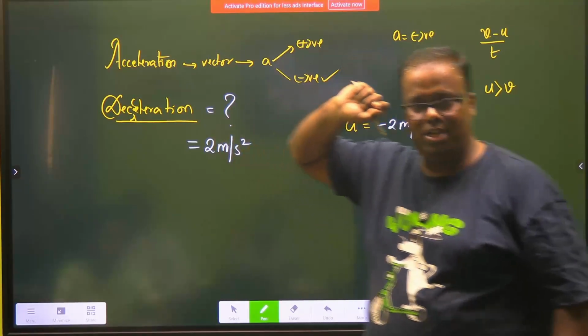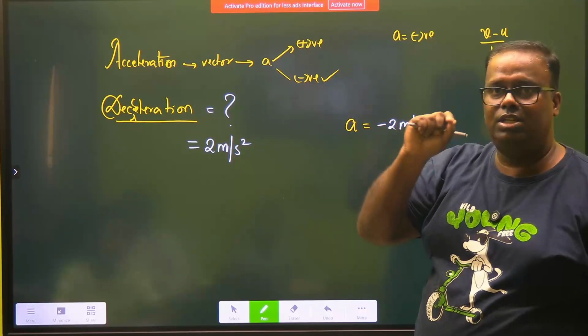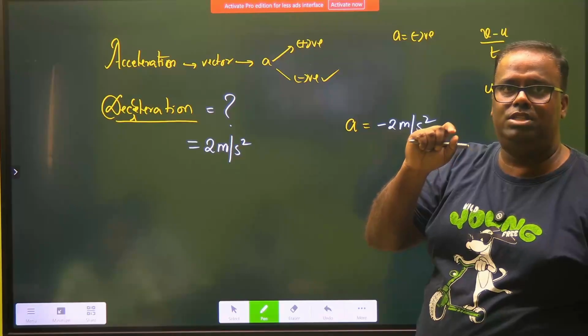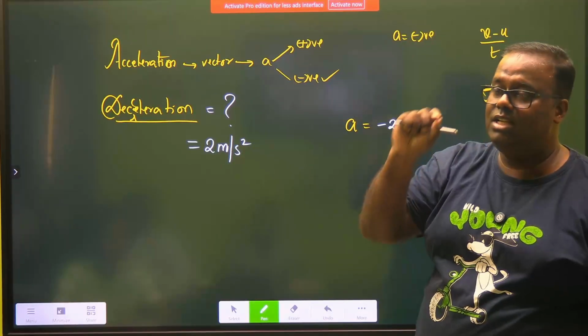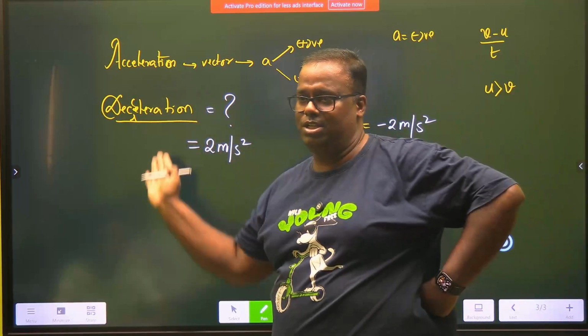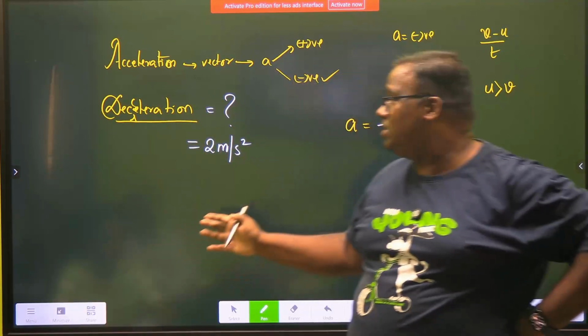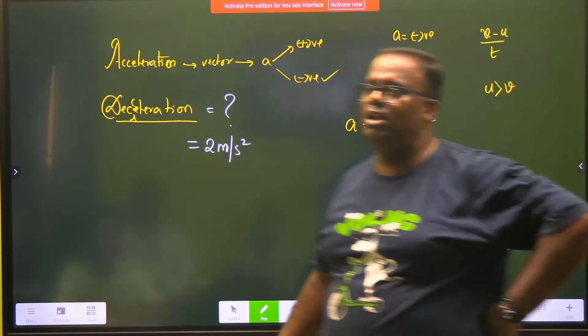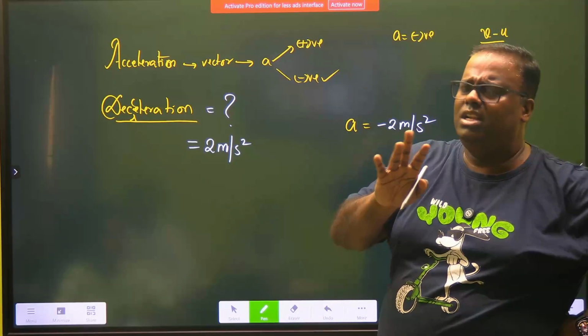ये clear हुआ कि नहीं? For all of you, is it clear? If anyone has not understood, please let me know. Deceleration is an English word. It does not have a mathematical interpretation in physics. But a lot of questions will be deliberately asked with the value of deceleration. Deceleration does not come as negative.